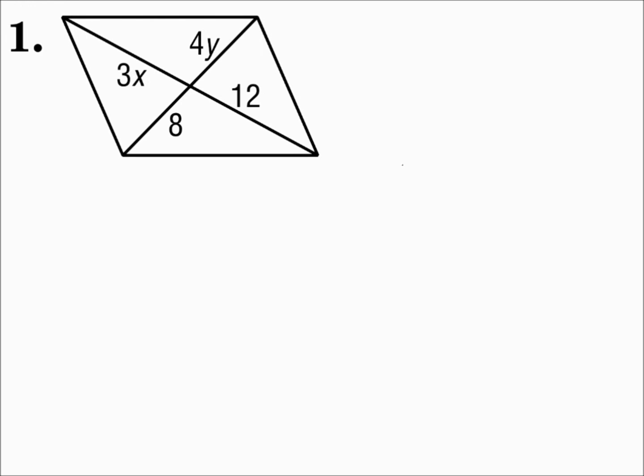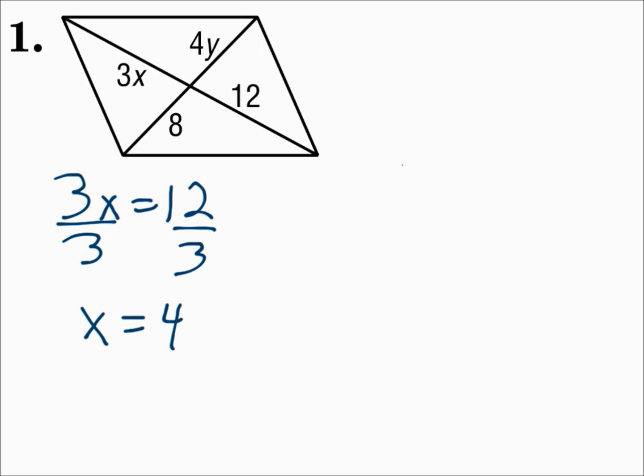Number 1. In this parallelogram, the diagonals are drawn, and one of the properties of a parallelogram is that the diagonals bisect each other. So each one of those diagonals is cut in half. The two halves are equal. On one of them, 3x has to equal 12, because those halves are equal. Divide by 3, and x equals 4.